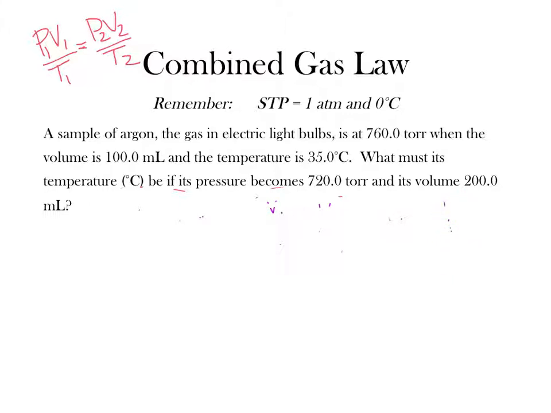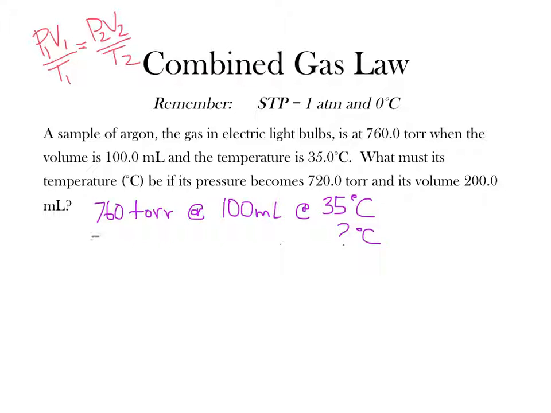So I have room to work it out. Alright, let's read the problem itself. A sample of argon, the gas in electric light bulbs, is at 760 torr when the volume is 100 milliliters and the temperature is 35 degrees C. What must its temperature be in degrees C if the pressure becomes 720 torr and the volume becomes 200 milliliters?